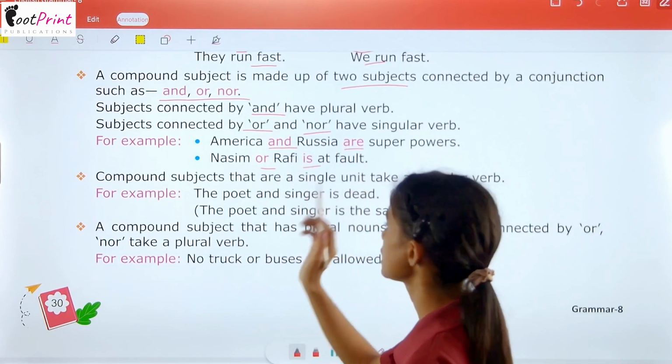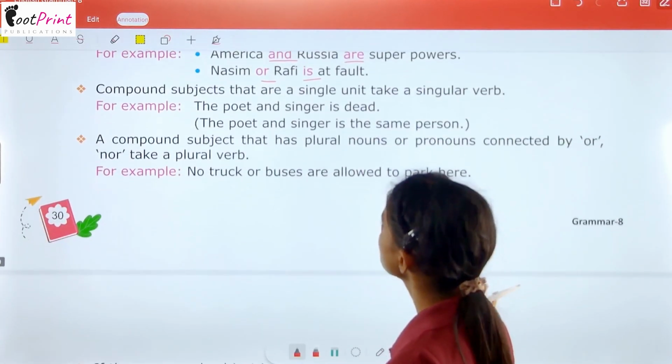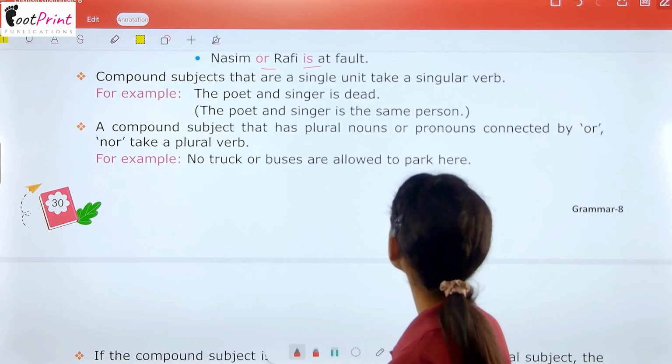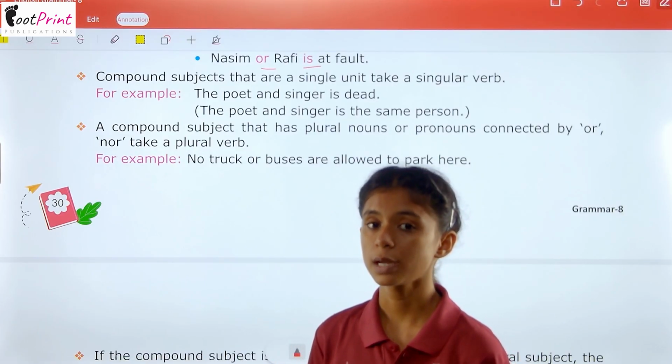Nazim or Rafi is at fault. So one of them is at fault. Just like this it works. Now let's see compound subjects that are a single unit take a singular verb. So there are some other compound subjects that work as a single unit. So they will have a singular verb.